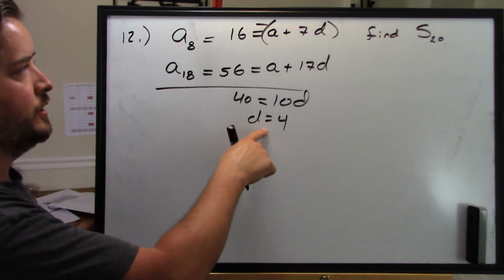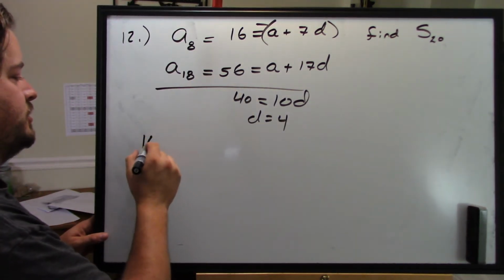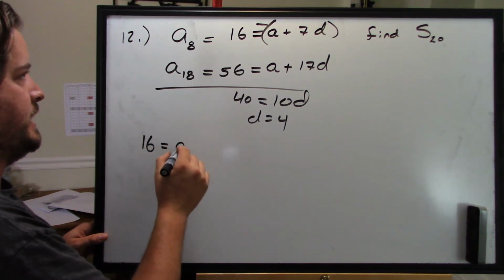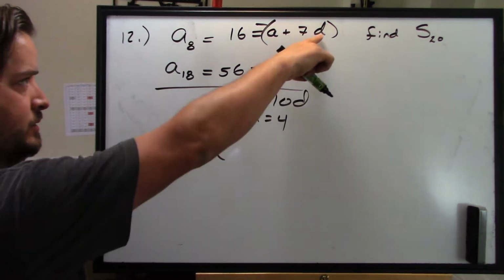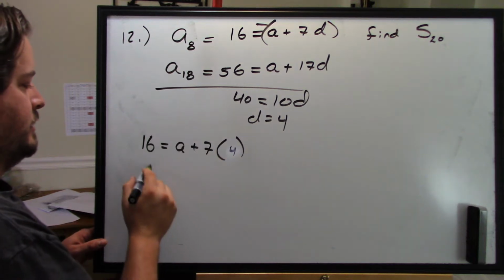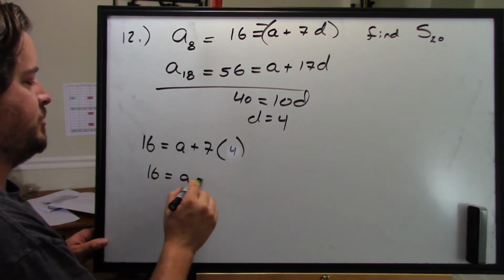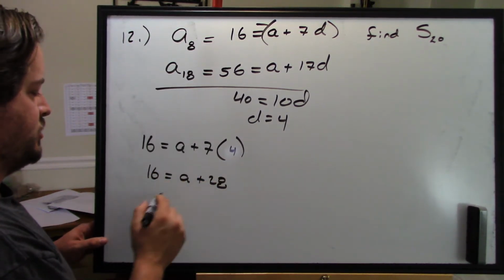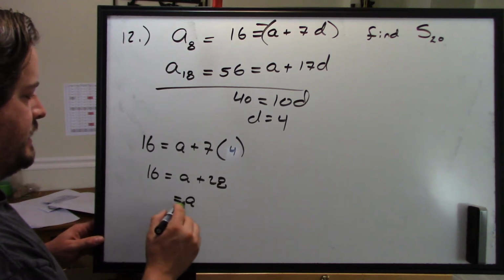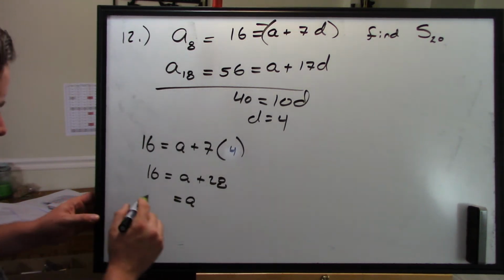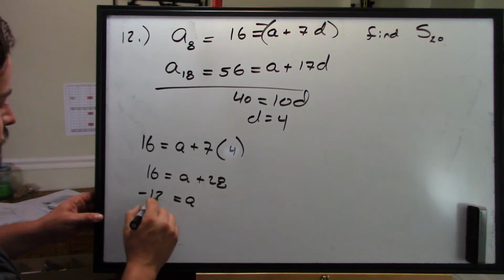And if d is 4, I can then come in here and say, well, that first equation was 16 equals a plus 7 times d, which is 4. But that 16 is equal to a plus 28. Subtract 28, and I have my a equals negative 12.